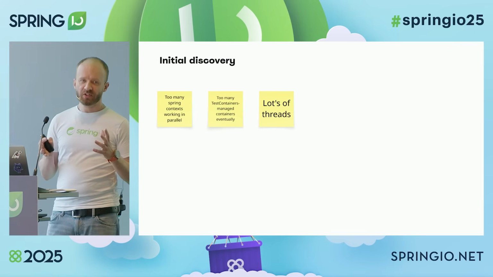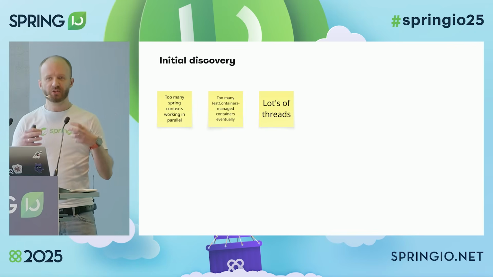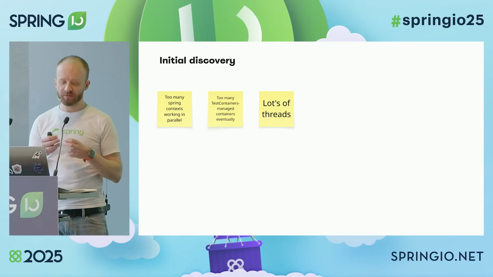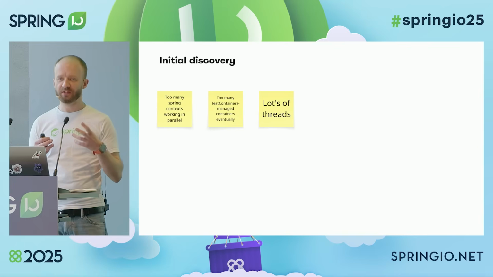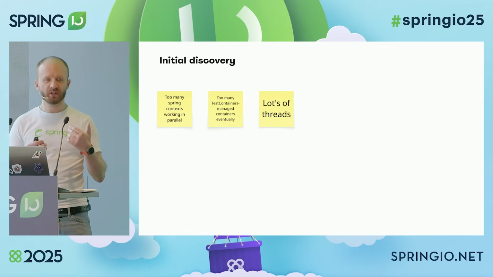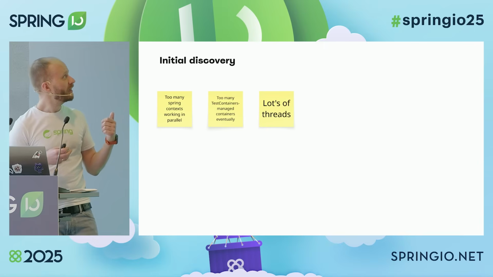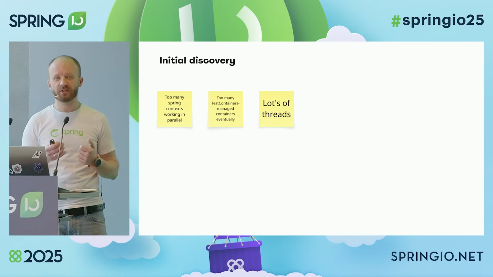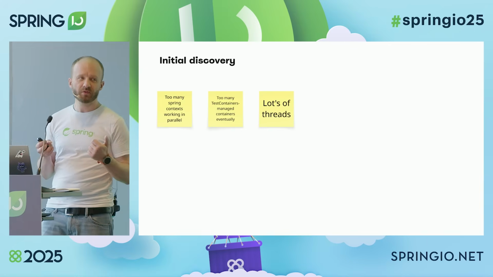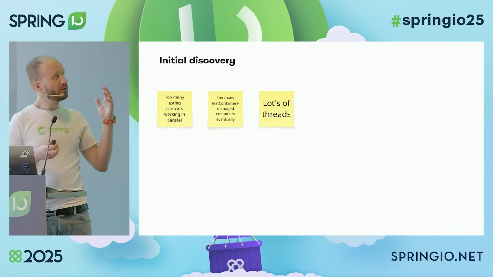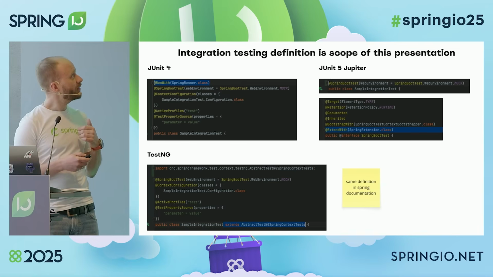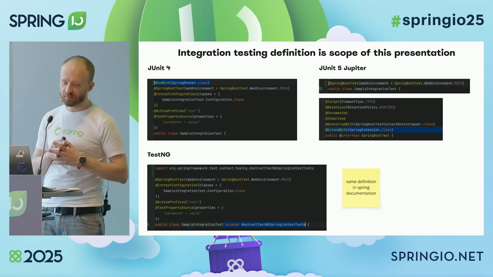We had some initial discovery that showed us that the root problem of most of those side effects is that we simultaneously have too many active Spring contexts working at the same time. For this reason, we had a lot of heavyweight beans. For example, Testcontainers were some of the most heavyweight beans. We had a lot of threads, and we made some initial conclusions about this.